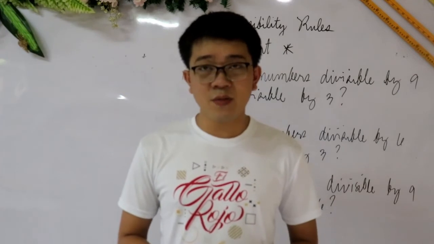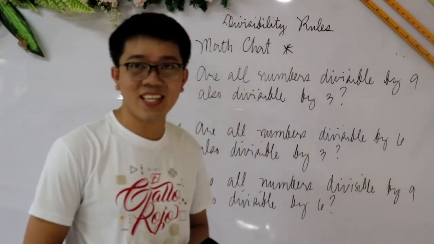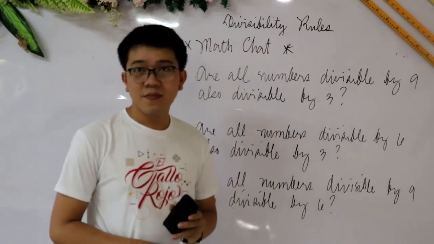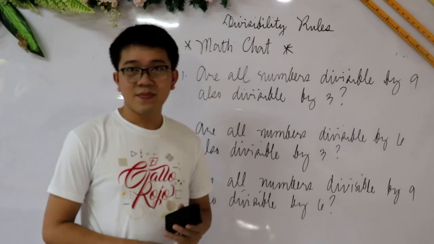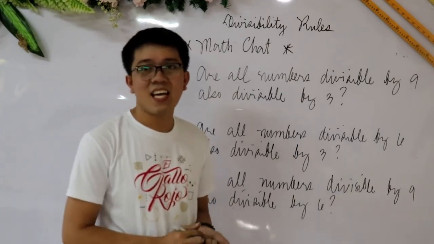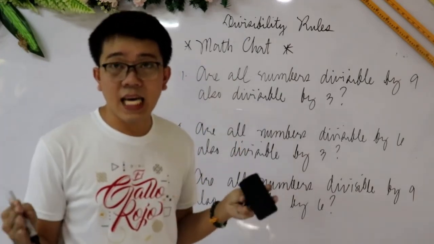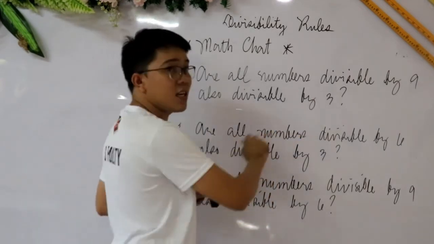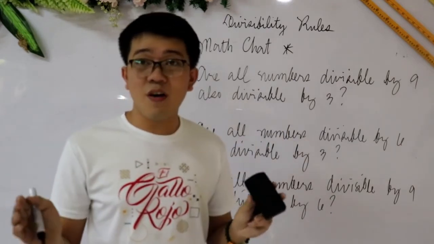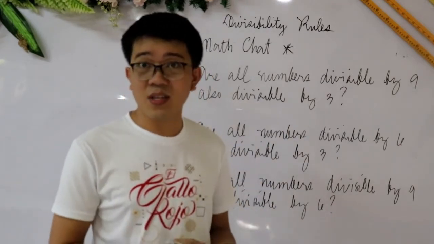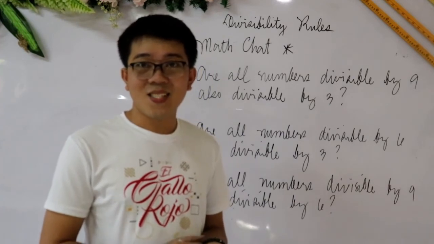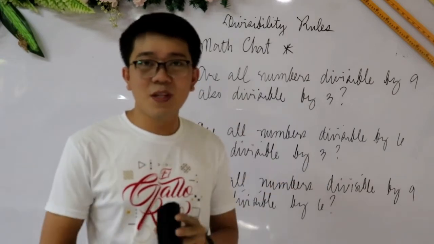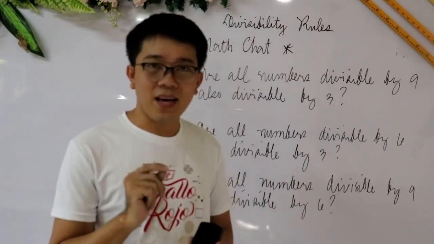Here are the questions for our math chat part. The first question is, are all numbers divisible by 9 also divisible by 3? What is your answer? Yes, it is correct. All numbers that are divisible by 9 are also divisible by 3, knowing the fact that 3 is a factor of 9. Remember, 3 times 3 is equal to 9. So that example explains that all numbers divisible by 9 are also divisible by 3.